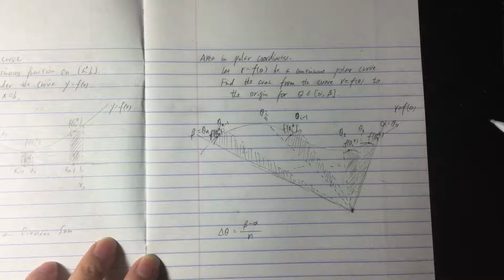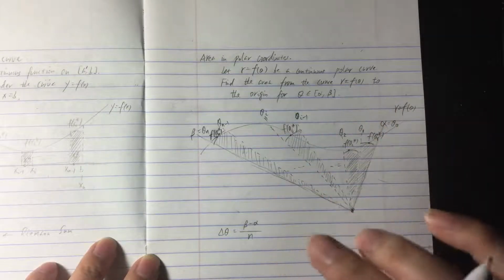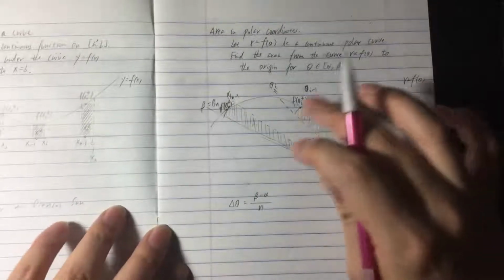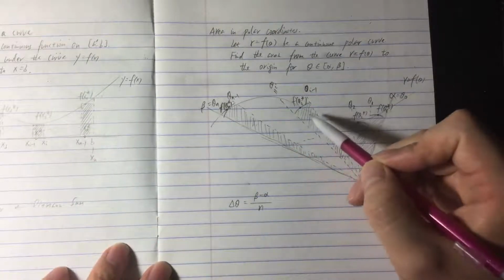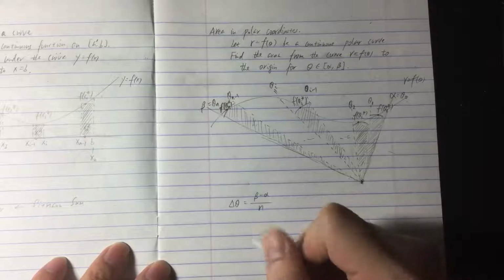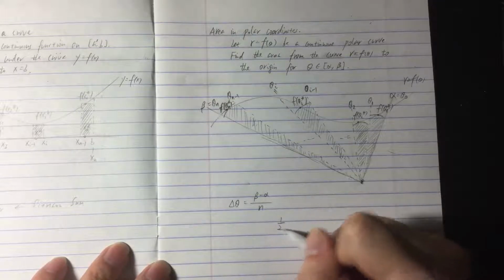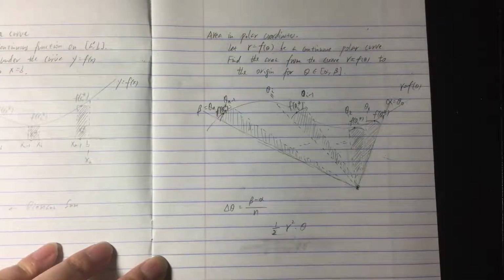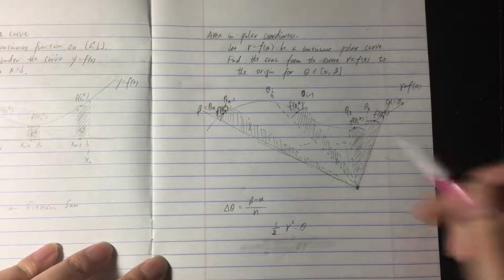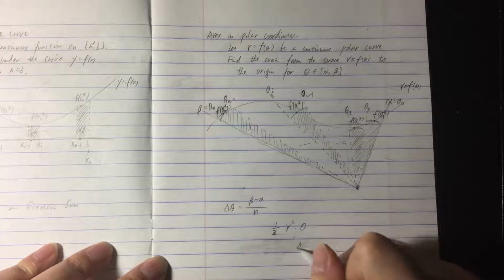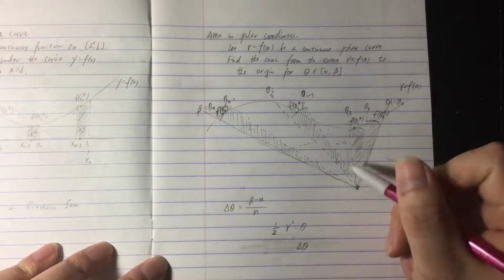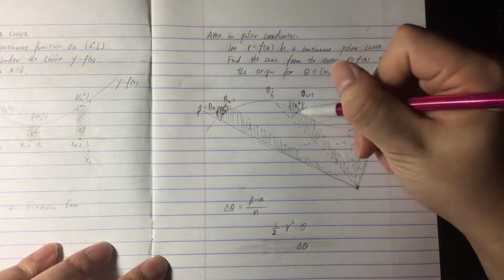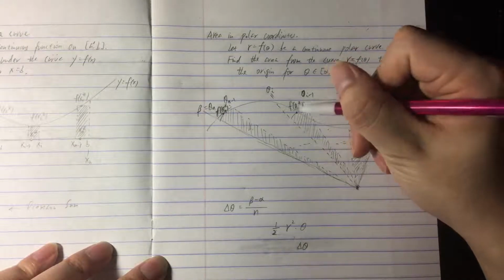Next, we want to find the area for each subregion. Look at a typical one, look at this one. For this one here, this is a circular sector. The area for a circular sector is half of the radius squared times the central angle theta. Here we know that the central angle of this circular sector is delta theta. How about the radius? The radius is f of theta i star.